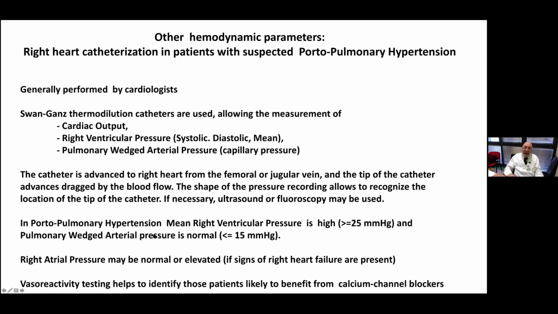In portopulmonary hypertension, mean pulmonary artery pressure is high, more than 25 millimeters of mercury, and pulmonary wedged arterial pressure is normal, less than or equal to 15 millimeters of mercury. Right atrial pressure is not very important in this context; it may be normal or elevated, according to whether there are signs of right heart failure, obviously. In this case, it may be interesting to test vasoreactivity, which helps to identify those patients likely to benefit from drugs, particularly calcium channel blockers, that are the first line treatment for this condition, and may be useful to predict this activity.